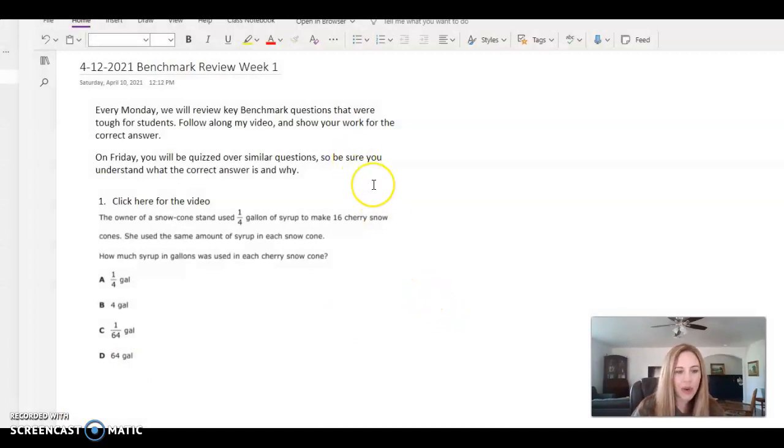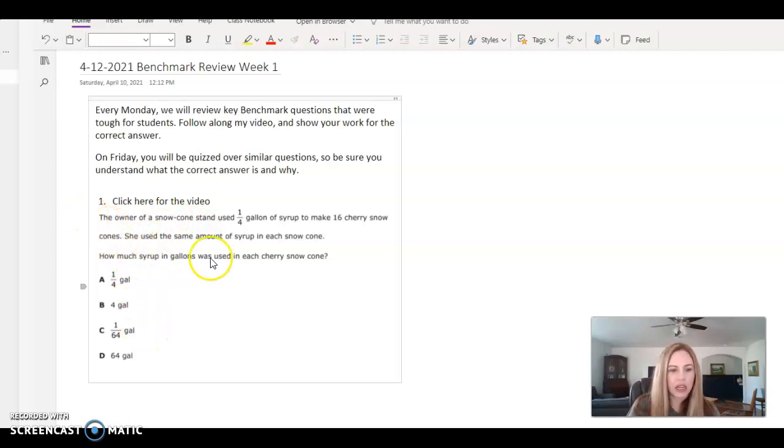One of the questions that, when I asked my kids what was one of the hardest questions on the test, they mentioned this one. And I understand why. It has fractions in it. And I think this was number 9 on the test. So let's read the question. The owner of a snow cone stand used 1/4 gallon of syrup to make 16 cherry snow cones. She used the same amount of syrup for each snow cone. How much syrup in gallons was used in each cherry snow cone?